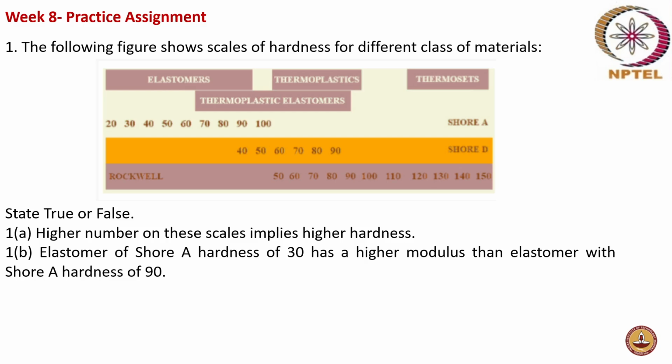A material having Shore hardness of 30 will have a lower modulus than a material having Shore hardness of 90. Though you will not get the actual material property of modulus through a hardness test, it's just a number, but still it gives an idea on the material property also. So a hardness of 30 will have a lower modulus. So these are the answers for the first question.